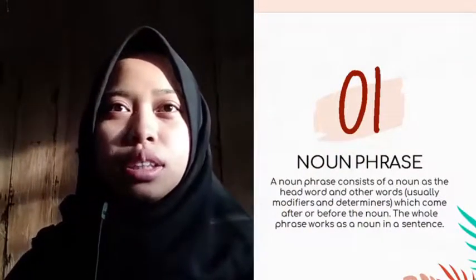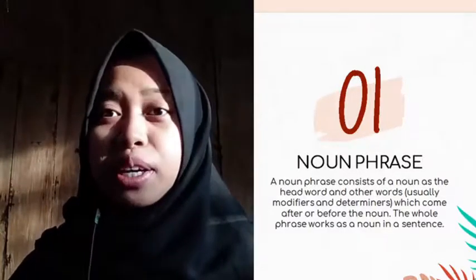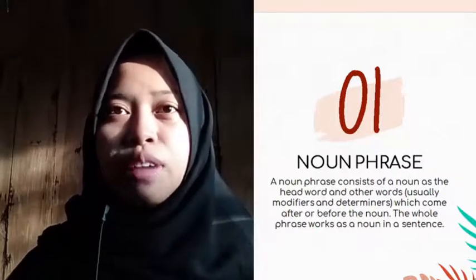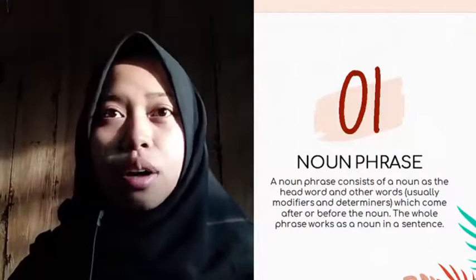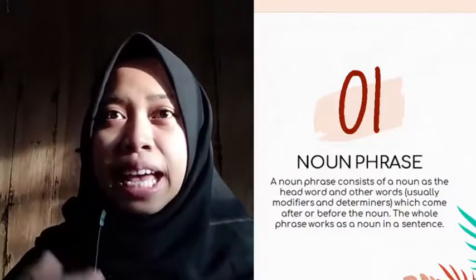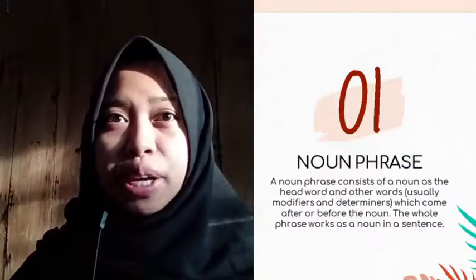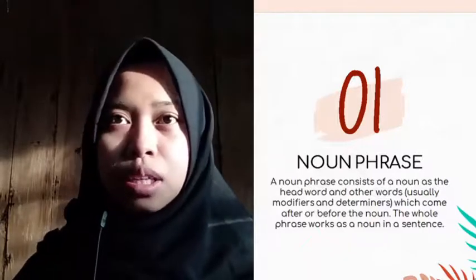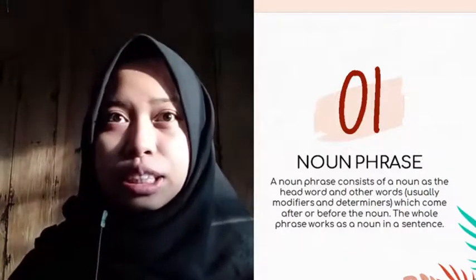A noun phrase consists of a noun and other related words, usually modifiers and determiners, which modify the noun. It functions like a noun in a sentence. A noun phrase consists of a noun as the head word and other words, usually modifiers and determiners, which come after or before the noun. The whole phrase works as a noun in a sentence.